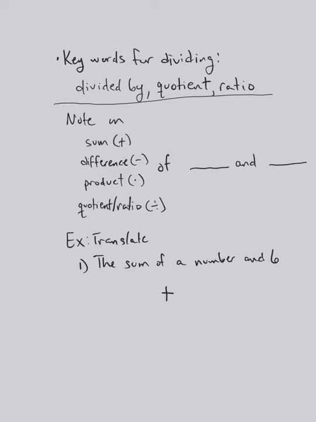Here's the word "and." So I'm adding this and this. So hopefully you see that the right side of that sum is 6. Now this is just talking about a number. We don't know what that number is. So what do you think we would use for that? We need to use a variable.